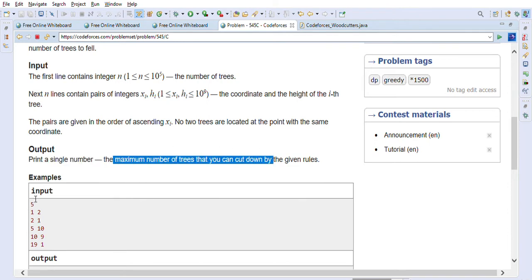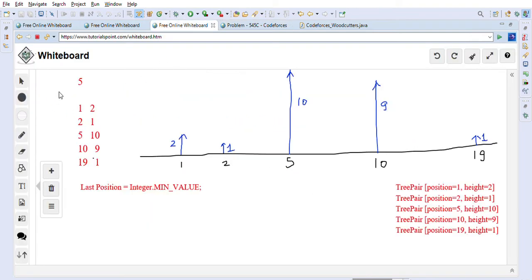Let's take this example on the whiteboard so I can explain it better here. This is the same example that I just took, and this is the pictorial representation that you can see here, how the trees are standing. So at position 1 the tree is there with height 2, at 2 its height is 1, at 5 its height is 10, at 10 its height is 9, and at 19 the height is 1. This is all that is given to us.